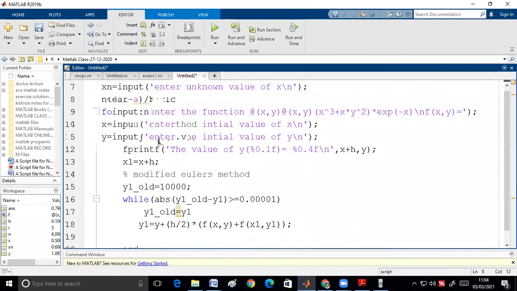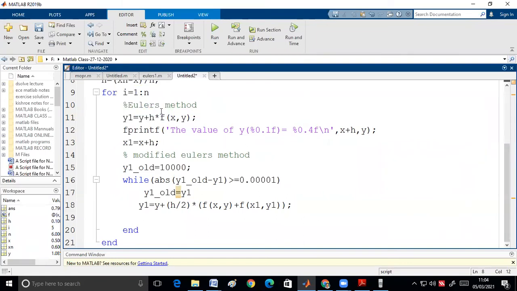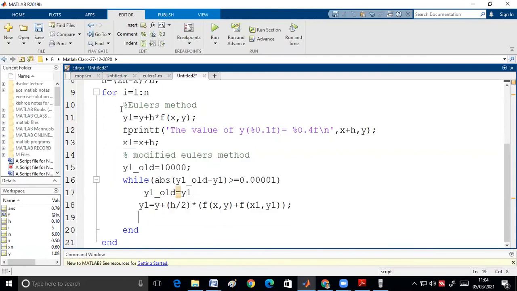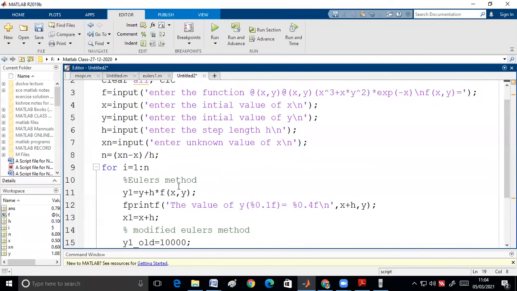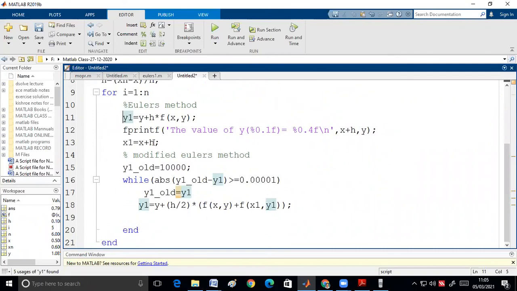Now just find the n value. We will repeat the same procedure for step 1, step 2, step 3, and so on up to n times. In each step, first we will find the Euler method, then apply the modified Euler method. Euler method is very simple. So here we will find the x1 value, where x equals the initial approximation, y is the initial value of y, and h. After finding the y1 value, x1 is the new value.